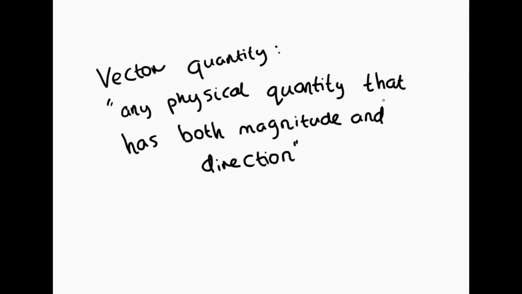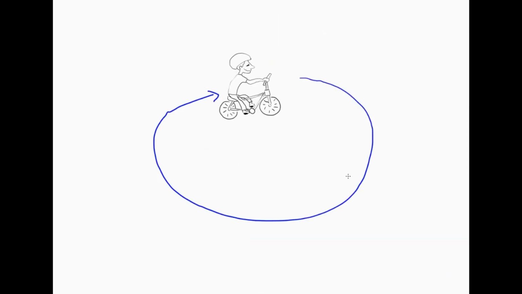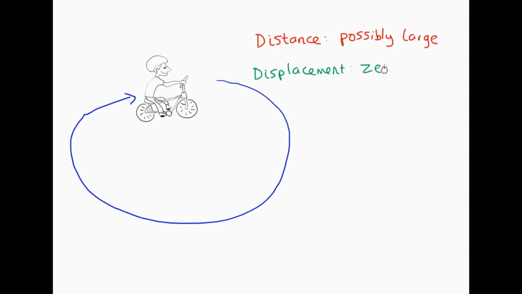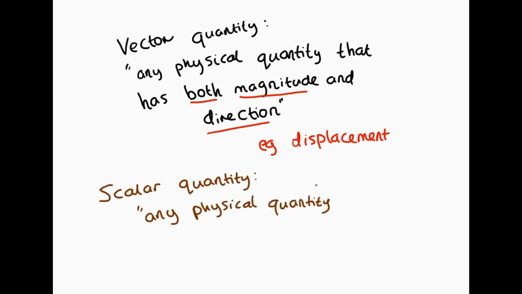As I just mentioned, displacement is a vector. It is distance in a specific direction. For example, if I cycled round in a huge circle, I might have cycled a very long distance, but if we consider how far I've moved in a certain direction, I'm exactly back where I started, so my displacement would be 0. Overall, I haven't moved anywhere in any direction. A scalar, like distance, is any physical quantity that is not directional. In other words, it just has magnitude.